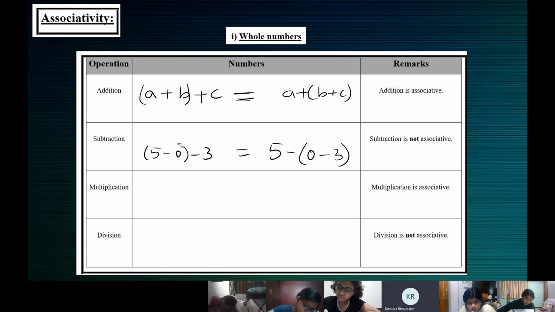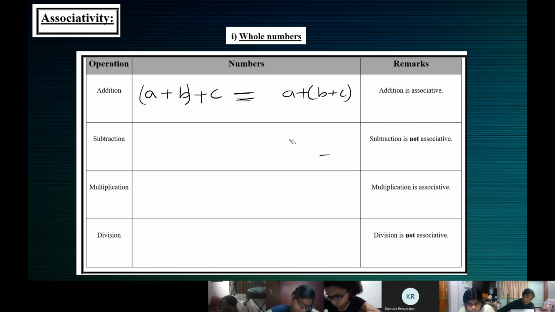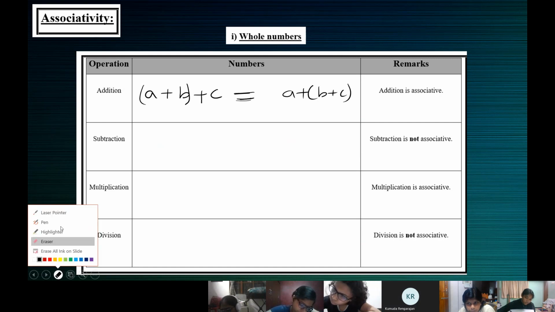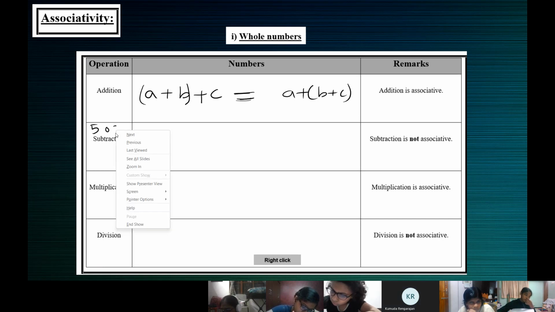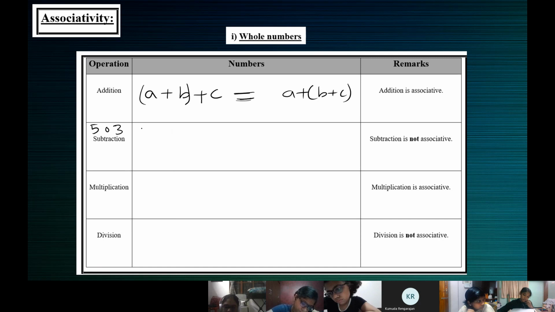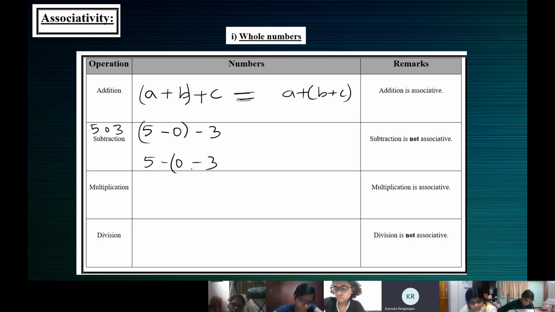I'll just write it again. There's no place for me to write the answer, so I'll just write the same thing again. I said 5, 0, and 3. See the way we write it, 5, 0, and 3, children. Subtraction. Put the bracket for the first two. Last two. Is the answer the same?